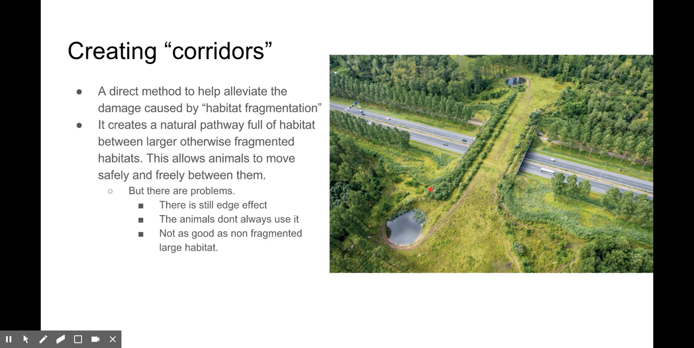Also, animals don't get it. Sometimes they still try and cross the road because they don't look around for a hallway. It's not something they've been trained to do. Additionally, that habitat is still fragmented. It only has this one brief little connection. It's still not as good as a large connected habitat, though keeping those intact is very challenging.